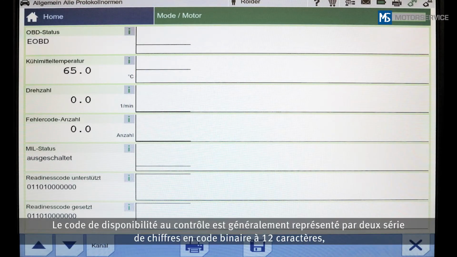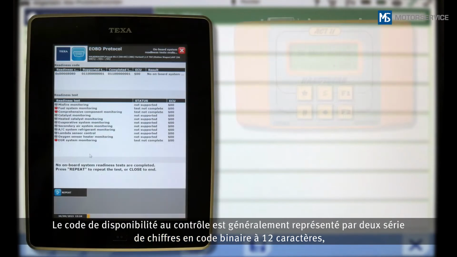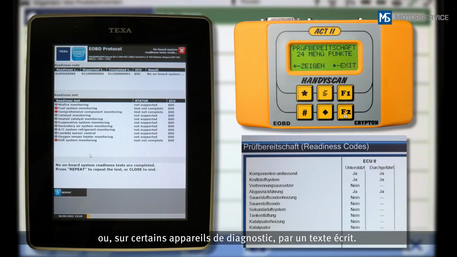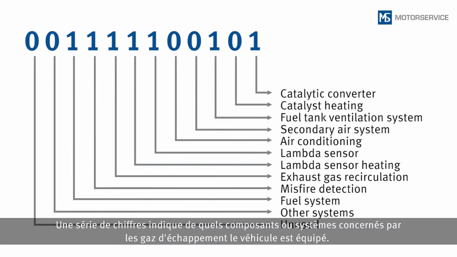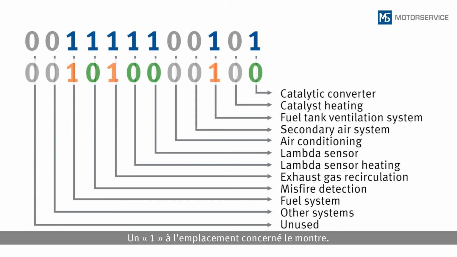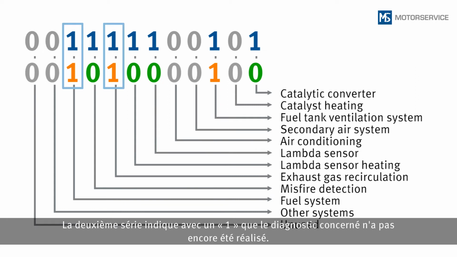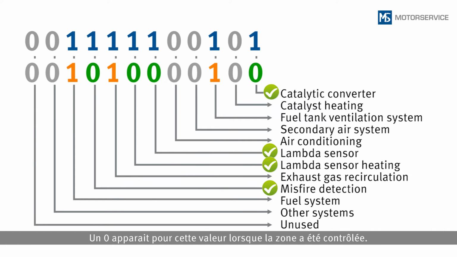The readiness code is usually depicted as a 12-digit binary code in 2 numerical rows, but may also be plain text, depending on the scan tool. One row provides information about which exhaust gas-related components or systems are present in this vehicle. This is indicated by a 1 in the corresponding position. In the second row, a 1 indicates that the applicable diagnostic test has not yet been performed. The value is only set to 0 once this area has been tested.